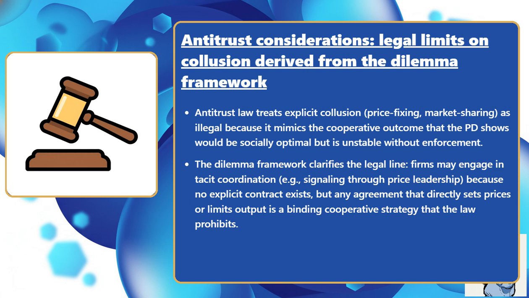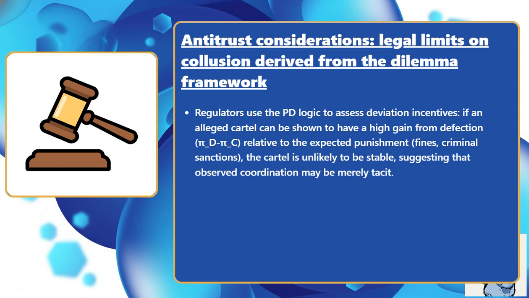Firms may engage in tacit coordination, for example, signaling through price leadership, because no explicit contract exists, but any agreement that directly sets prices or limits output is a binding cooperative strategy that the law prohibits. Regulators use the prisoner's dilemma logic to assess deviation incentives.